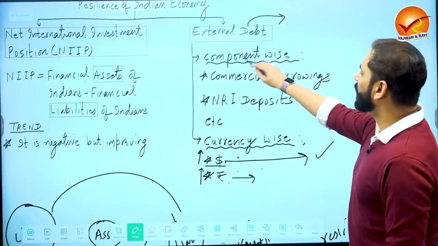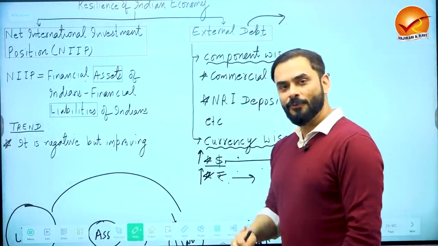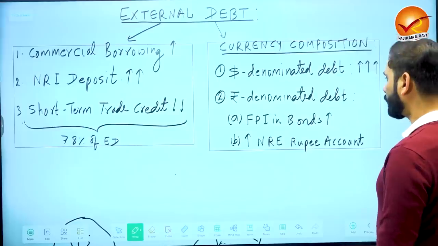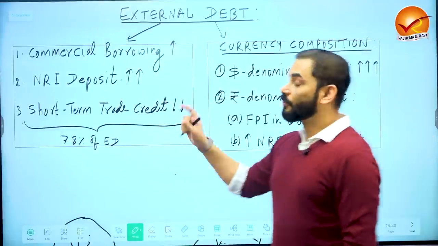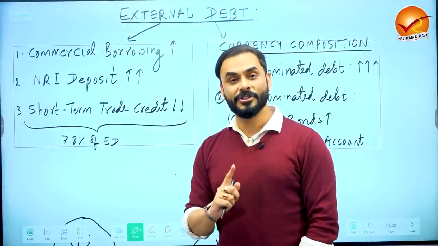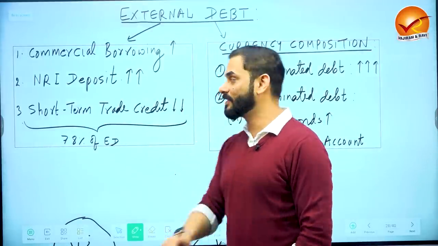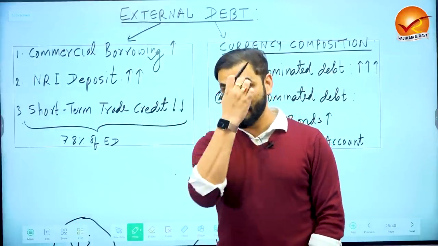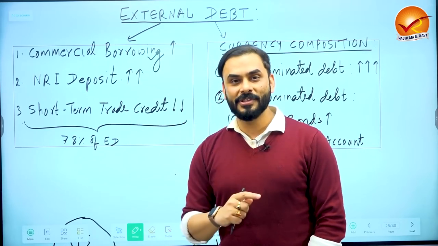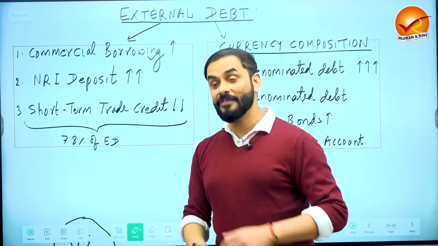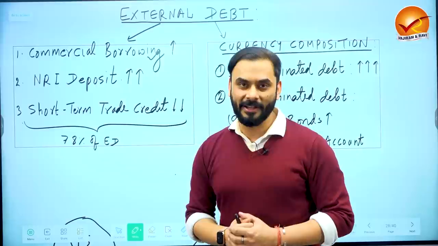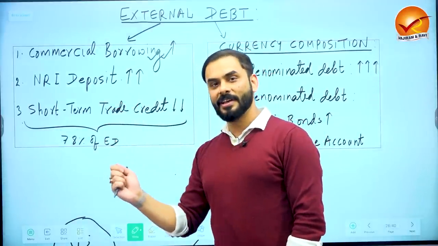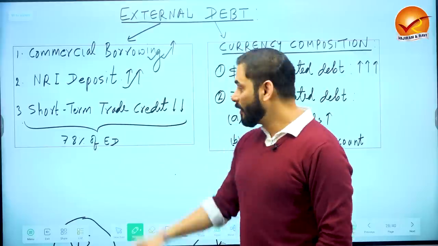Now let's look at this external debt component wise, which means why do we borrow money from outside India? So let's look at some of the reasons. See, this is what I was talking about. The top three reasons because of which we borrow money from outside India are, first, commercial borrowings. For example, if I am an industrialist in India and I have to expand my industry, one of the reasons that I borrow from outside India is commercial. So I will issue a bond and I will borrow from outside India. Second is NRI deposits. As I told you, NRIs deposit their income in Indian accounts also. Third is short-term trade credit.